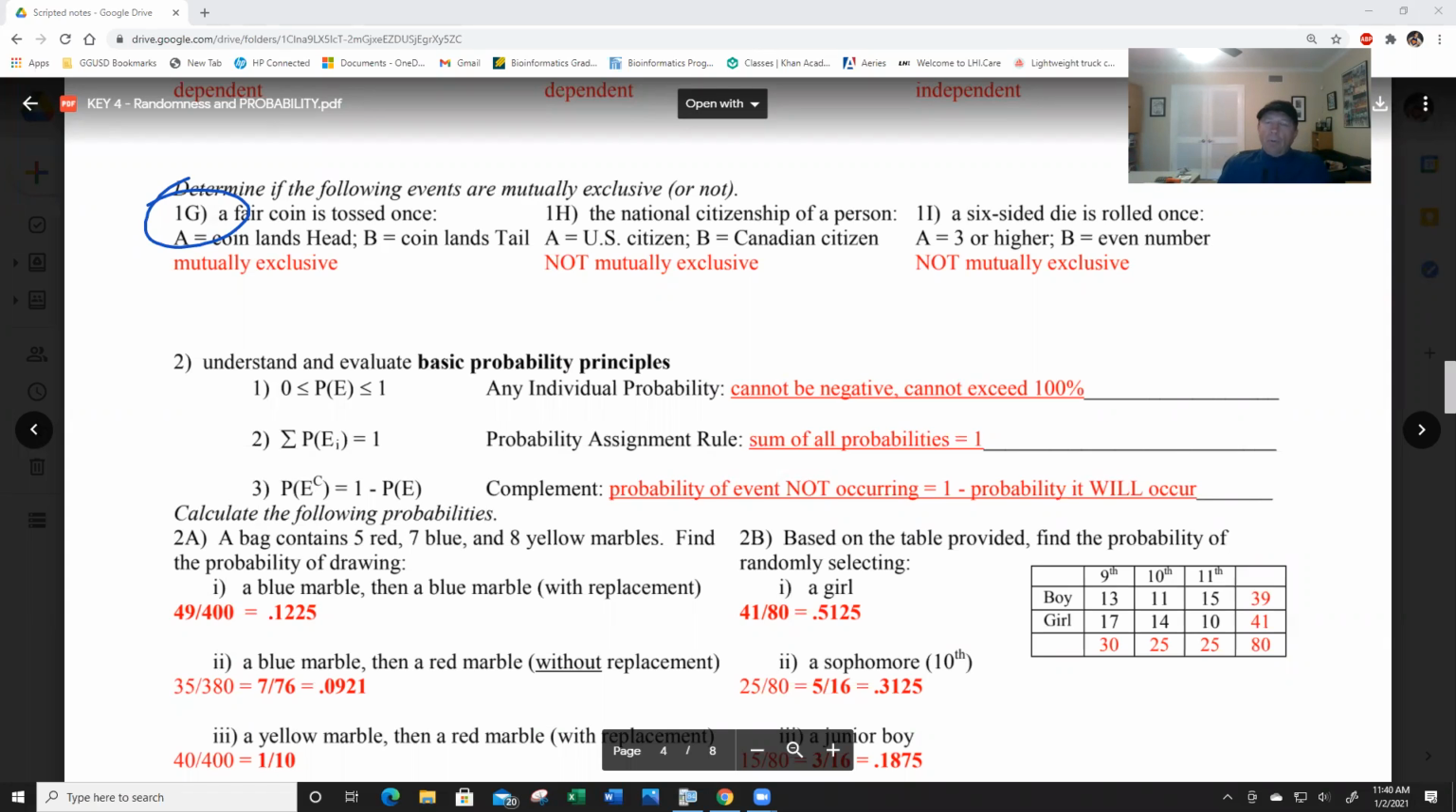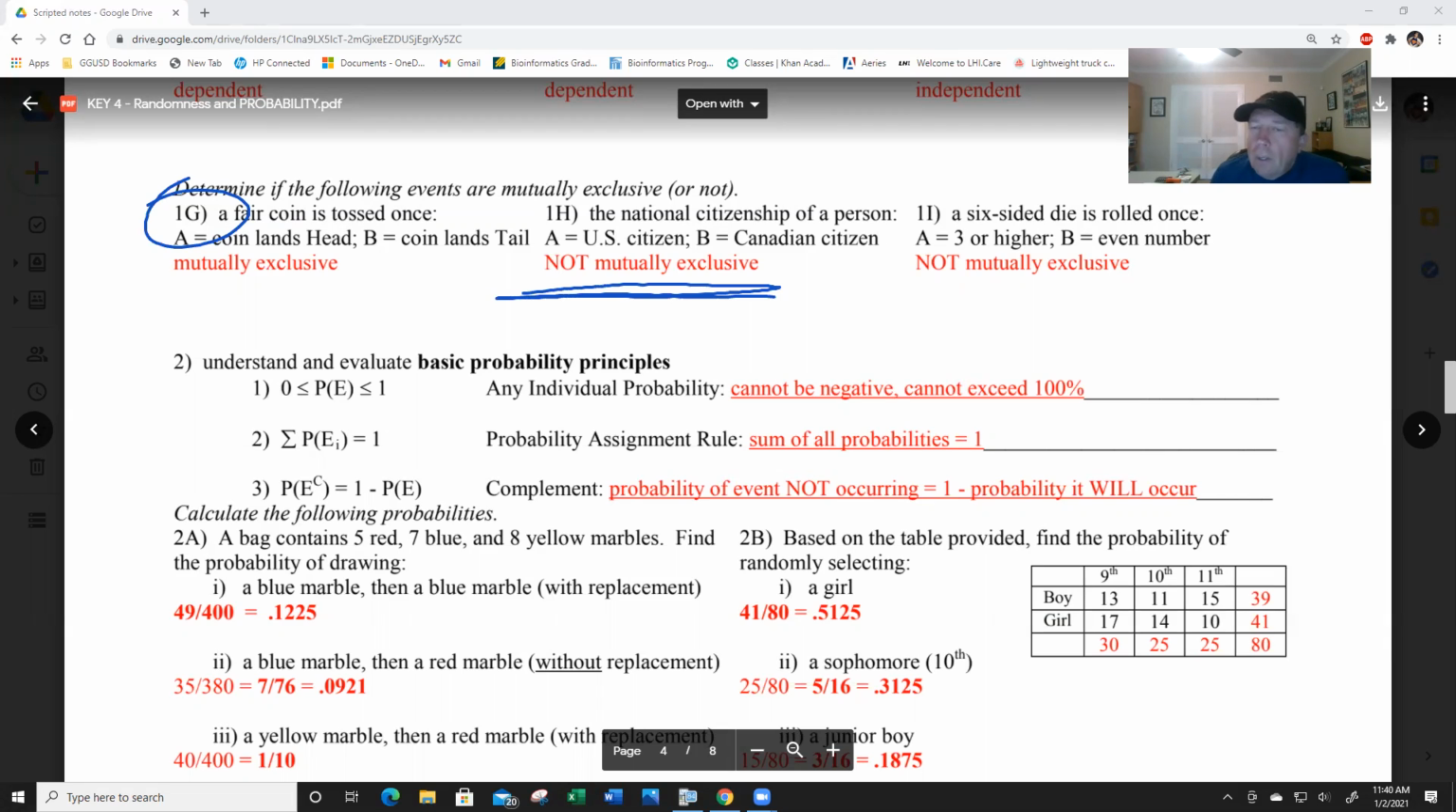Plenty of people are both Canadian citizens and US citizens, including, I think, Kamala Harris, who I think is both. Anyways, so those are not mutually exclusive, meaning they can happen at the same time.